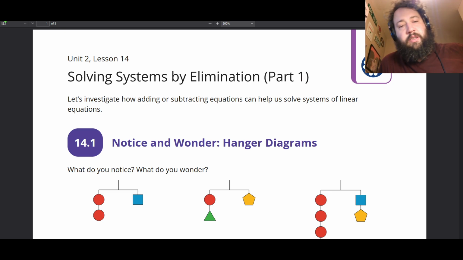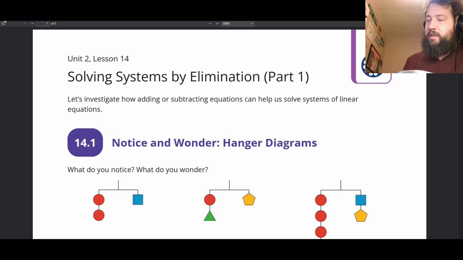Unit 2, Lesson 14. We'll say math is good. Solving systems by elimination, part 1.